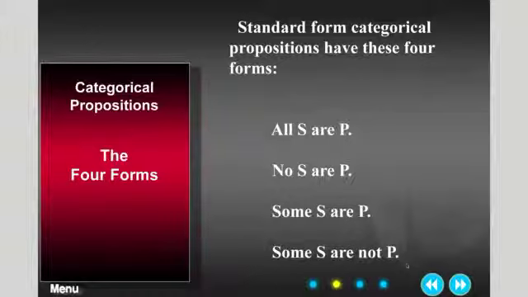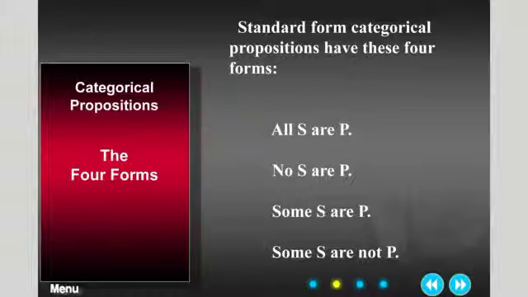My apologies. So all S are P. So that would be all men are mortal, and S and P can represent anything. They can represent mammals or animals, right? So S can represent anything, P can represent anything. No S are P. Okay, so no fish are mammals, right? Remember, that's why whales are not fish, right? Because no fish are mammals and whales are mammals. So we can have that categorical proposition.